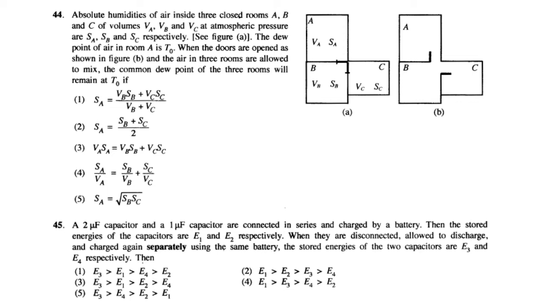Question number 45. Two capacitors are connected in series and charged by a battery. Then the energy stored in those capacitors are E1 and E2. Then they are disconnected and allowed to discharge and then charged again separately using the same battery. Then the energy stored are E3 and E4. They are asking for the correct expression given in the answers.